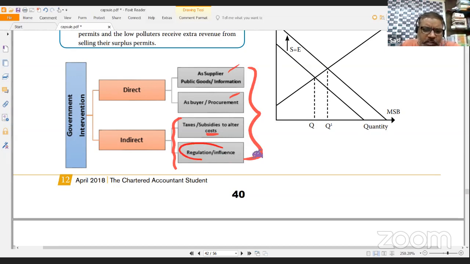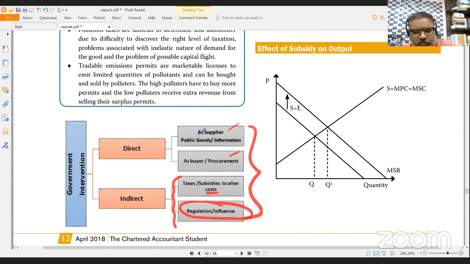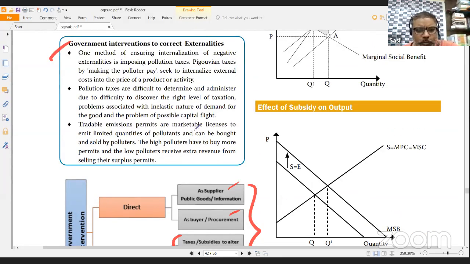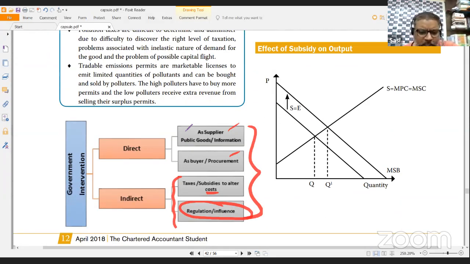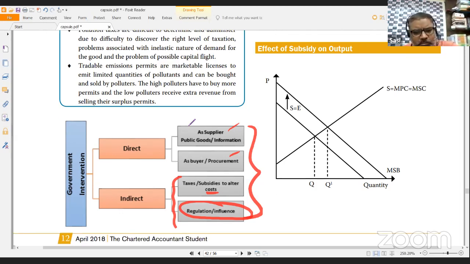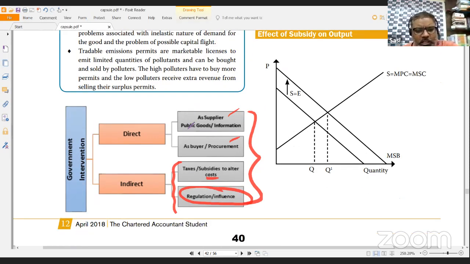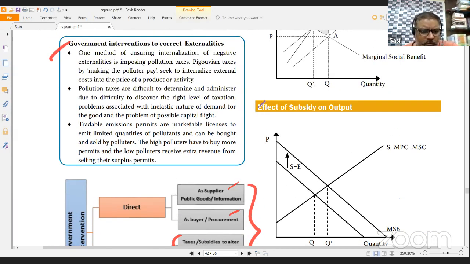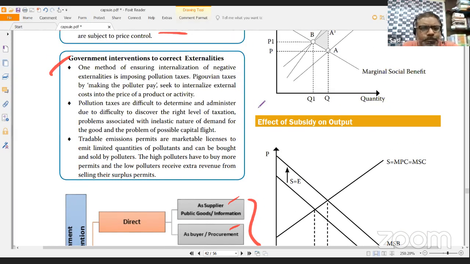And regulation and influence is anyway there. In India, there is no shortage of it. We have an abundance of laws. So many acts, this act, that act, pollution acts, employment acts, labor laws, tax laws, corporate laws. There is no limit to them. So it is all indirect intervention of the government in the market, which it has to do, and it is doing that. So that is about intervention of the government.